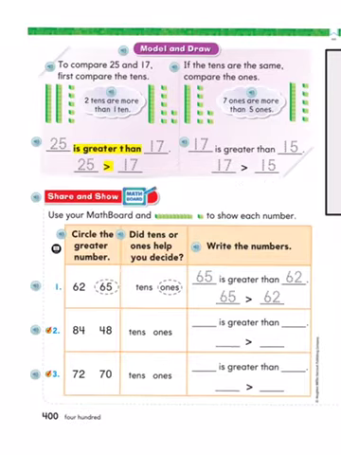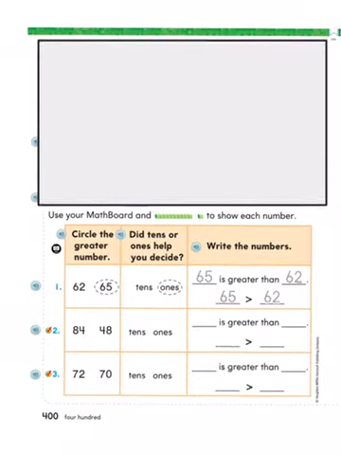Now down here, it says, use your math board and 10 sticks and ones to show each number. Now you can use a whiteboard, you could use a piece of scratch paper. I'm just going to pull this over here. This is going to be my scratch paper. And I'm just going to use my pencil to draw 10 sticks and ones. Okay? So it says circle the greater number down here.